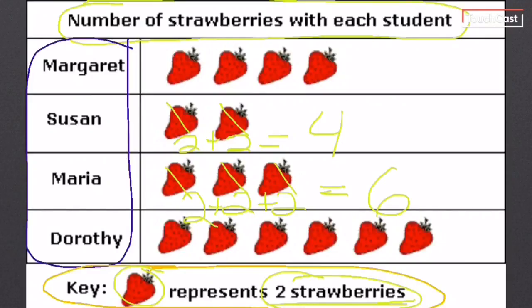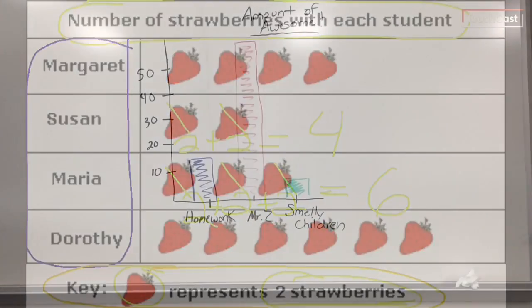So when you think of a pictograph, you have to think about what the pictures are showing me. How many are there? And what does each picture stand for? How many does it stand for? Now next, let's go to our bar graph.